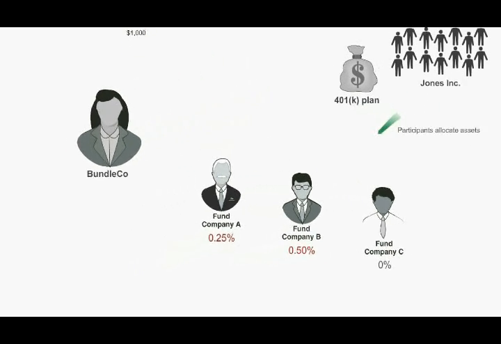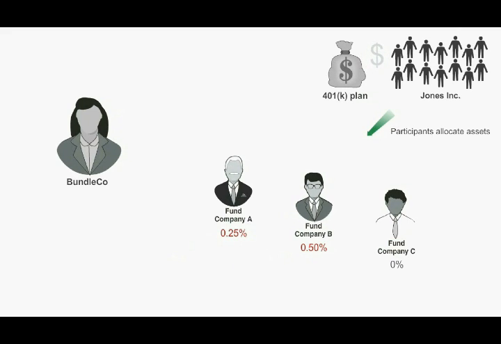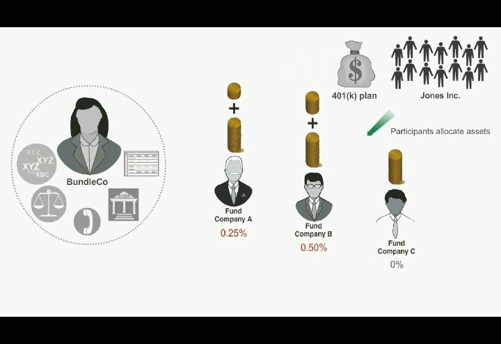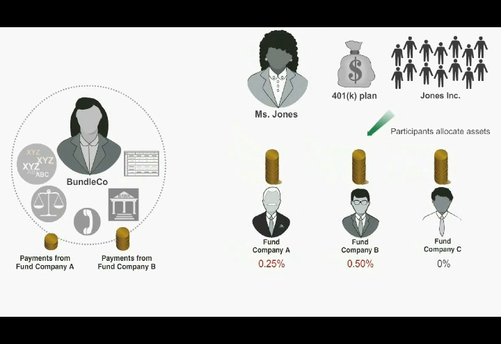Plan participants contribute to the Jones Incorporated 401k plan and select investments from a list of options that includes funds A, B, and C. As participants allocate their assets, a portion of these assets are collected by each fund company for the management and operations of their fund. Fund A and Fund B collect an additional percentage from participants' accounts to reimburse BundleCo for fund distribution and record-keeping services. However, it may not be clear to Ms. Jones that, in addition to the $1,000 that she knows her company is paying BundleCo, BundleCo is also receiving payments from fund companies A and B for plan services, through the fees charged as part of each fund's expense ratio.